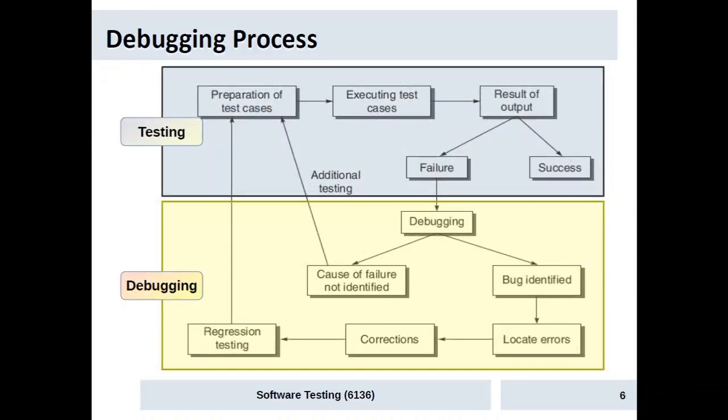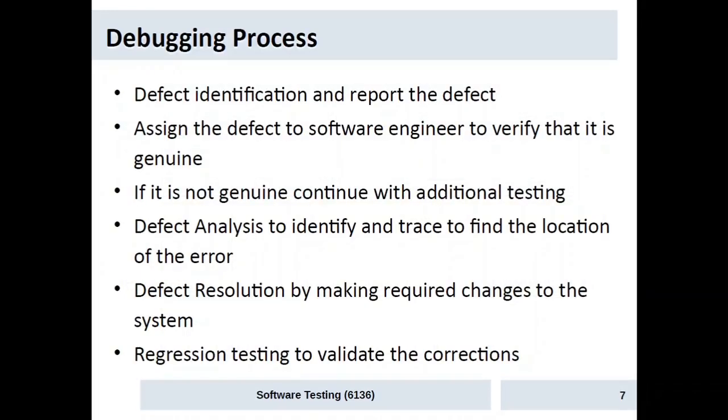So the process consists of two parts. First part is the testing part, and second part is the debugging part. The testing part is highlighted with the blue color, and the debugging part is highlighted with the yellow color. Let's summarize the debugging process.